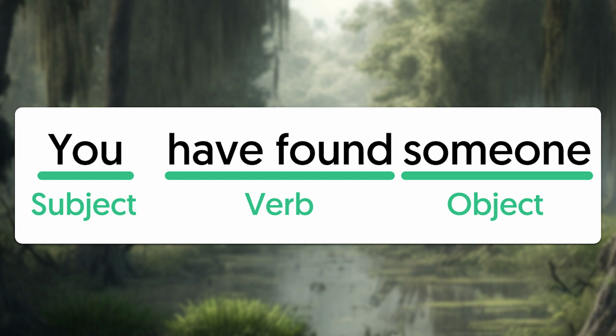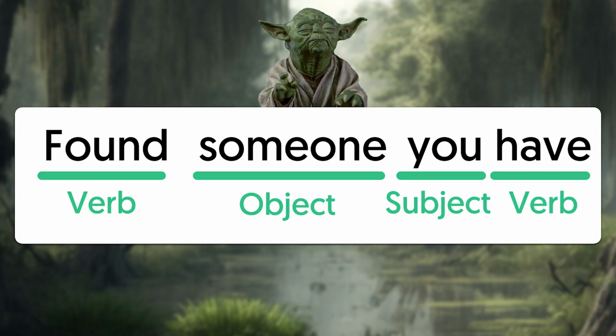Yoda is starting with the second half of the verb tense, of the present perfect tense. Found someone, you have. So again, he's shifting everything over and taking things from the end and moving them to the beginning, except he's not just taking the object or the complement and putting that at the beginning.